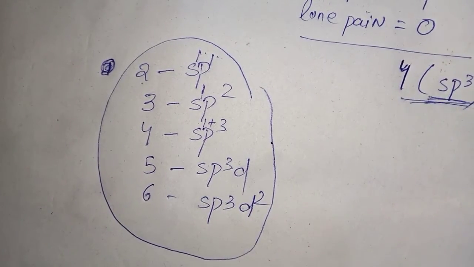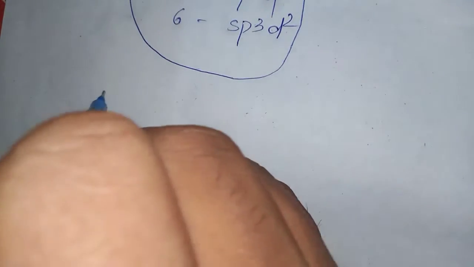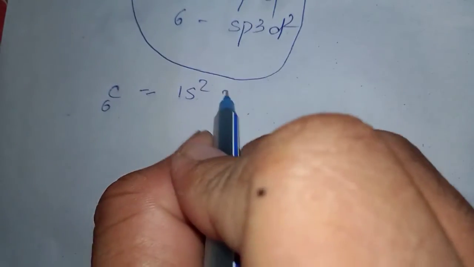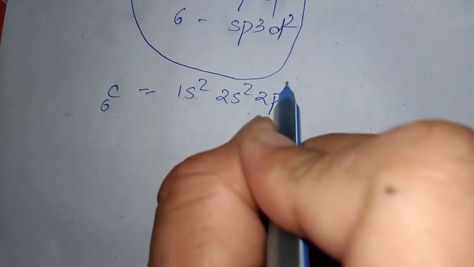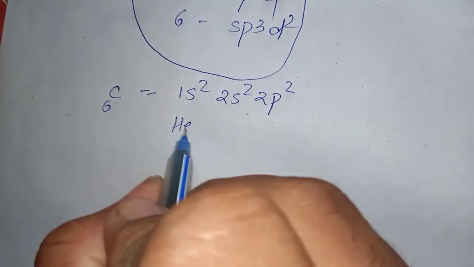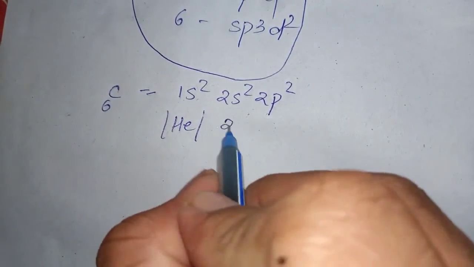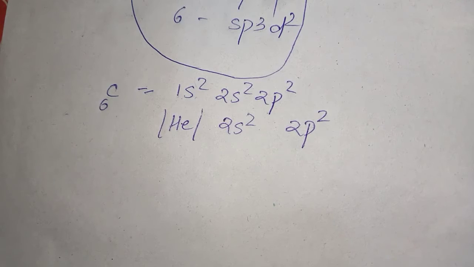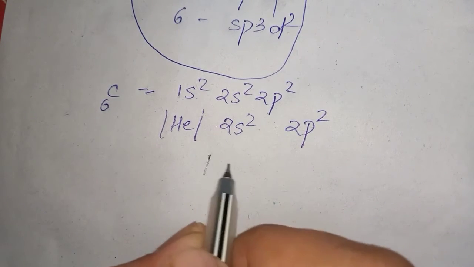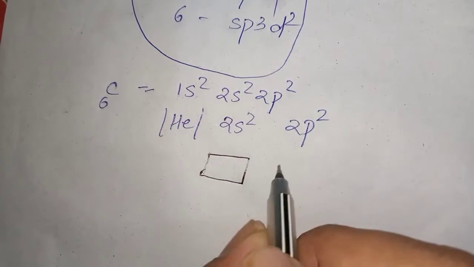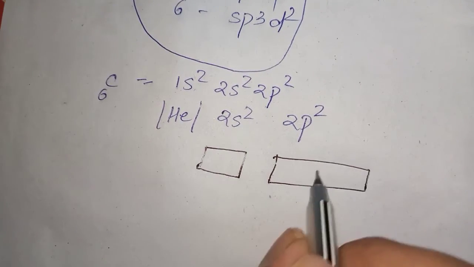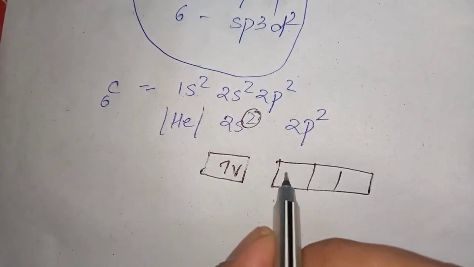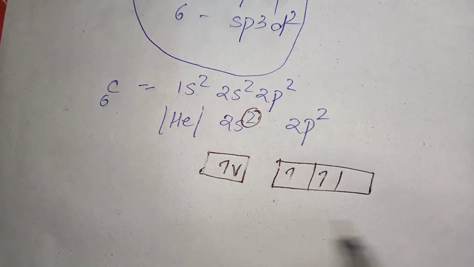The hybridization of CH4 is sp3, and another way is, you know, carbon has 6 electrons and the electronic configuration is 1s2, 2s2, 2p2, and here we can write it as helium 2s2 and 2p2. If we create the electronic configuration, S has 1 cell and P has 3 cells, and in the S there are 2 electrons present, and in the P there are also 2 electrons present.